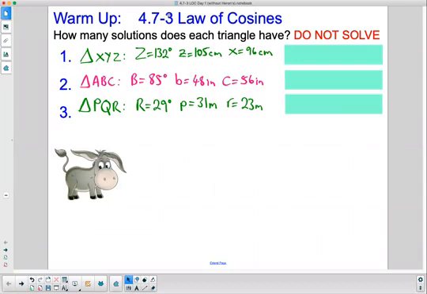So today is day three of chapter 4.7. Today we're going to be looking at the law of cosines. Here's your warm-up. Take no longer than 3 minutes to do this warm-up. We've got a long lesson today and we need to get through it all. So please pause the video and spend no more than 3 minutes working on these three problems.